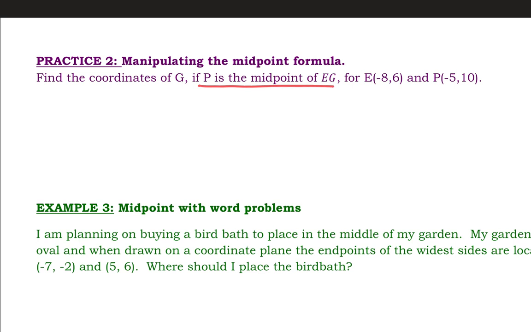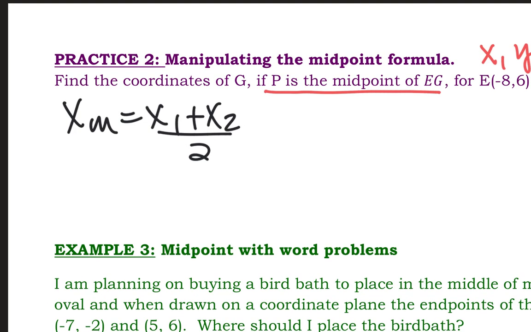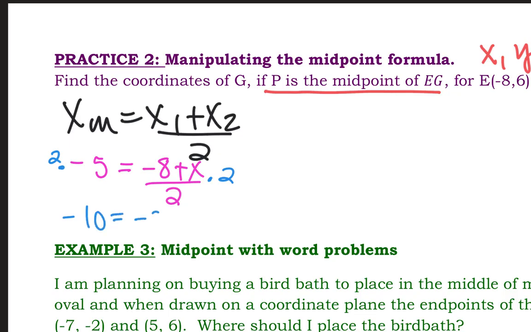P is. So then what do I label point P? XM, YM, good. Because you have to have an M when you're working backward. And then your -8, 6, we're going to label X1, Y1. Our first formula, right, which is XM equals X1 plus X2 divided by 2. What did y'all plug in for XM? -5. So this should be -5 equals -8 plus X, divided by 2. Then what do we do? You multiply by 2, and that gives us -10 equals -8 plus x.